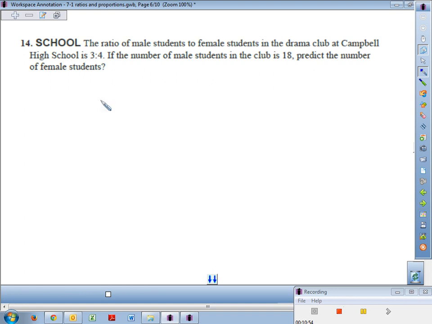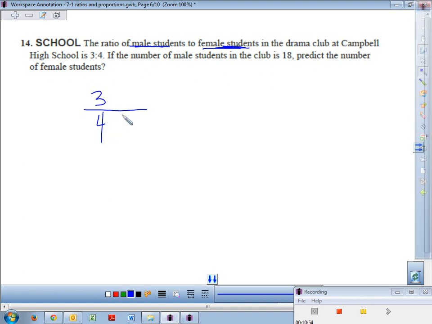The ratio of male students to female students in the drama club is 3 to 4. So we definitely know the ratio is 3 to 4. And they used a colon. We're going to change them to fractions all the time. And since they said male to female, that means since 3 came first, 3 males for every 4 females. Like I said, you can abbreviate your labels M and F for male and female. So then we'll set it up with another fraction. If that's male over female, this has to be male over female. And they say the number of males is 18, so 18 goes there. Predict the number of females. Why don't you solve that by cross multiplying?